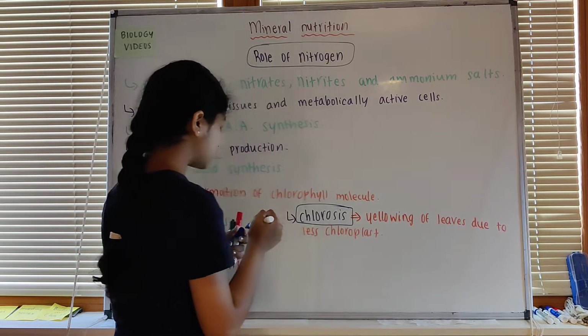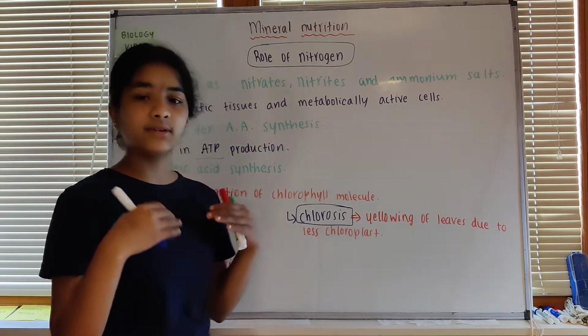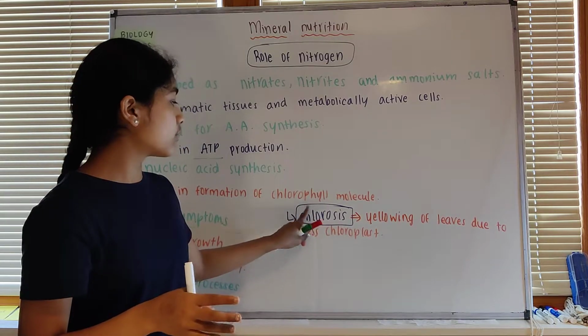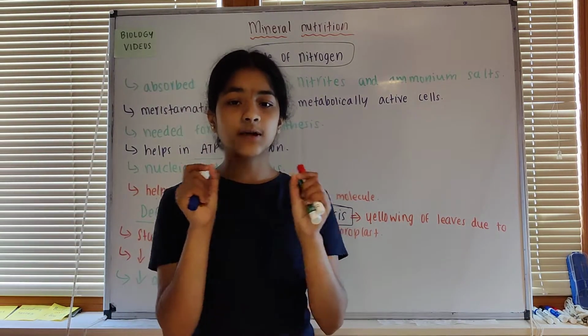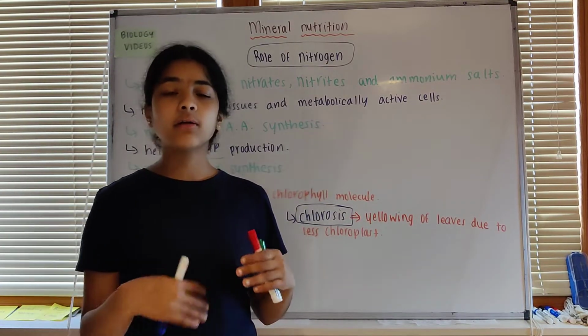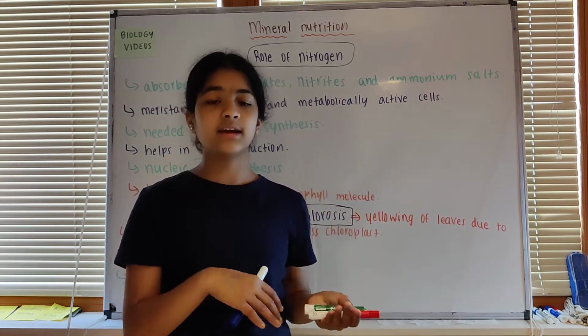This is a very common symptom of almost every essential element present in the plant. That is chlorosis. It is yellowing of leaves. Leaves become yellow in color, and it is due to less chloroplast. And this yellowing normally takes place in older leaves rather than in younger leaves.